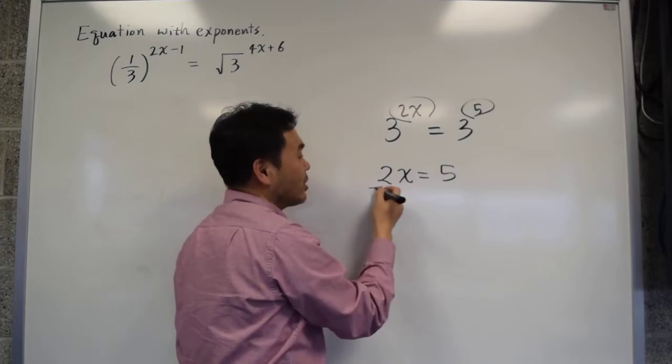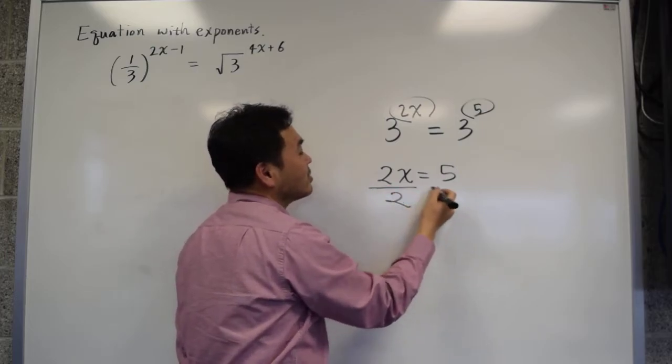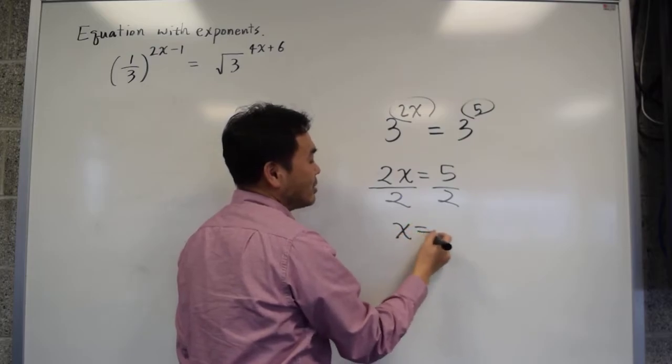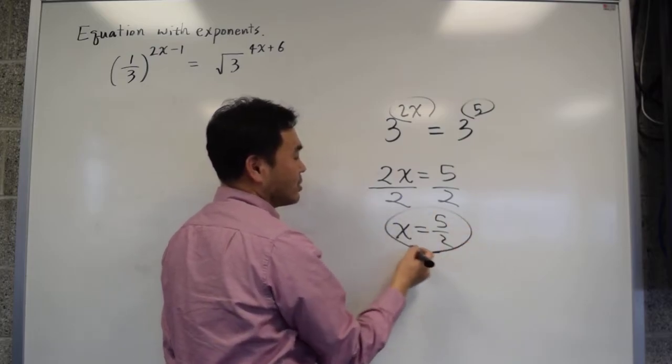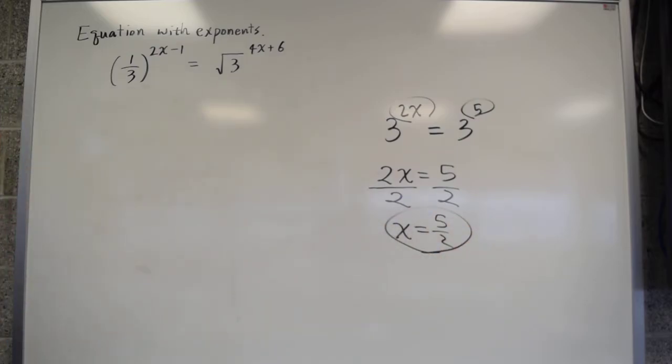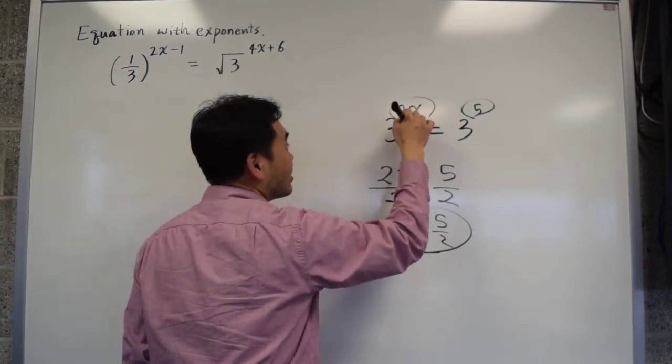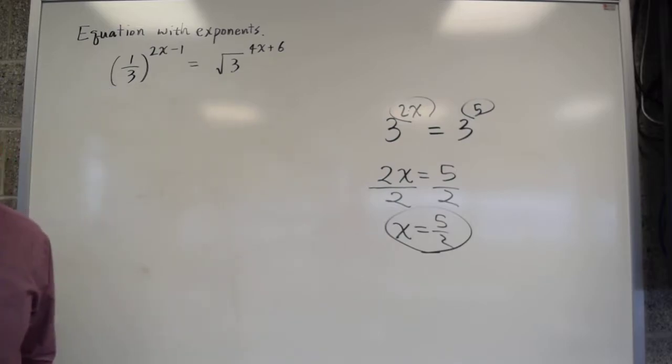How do you solve this? Divide by 2, so x must be 5/2. 5 over 2. I wrote it down, and if you don't put anything, that means multiplication, right?